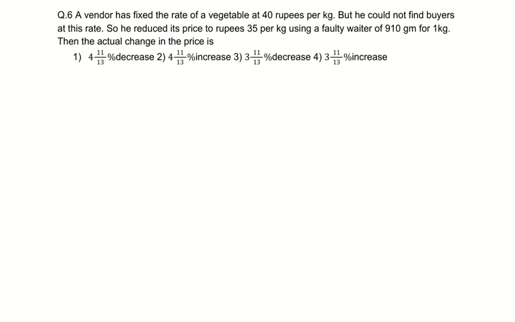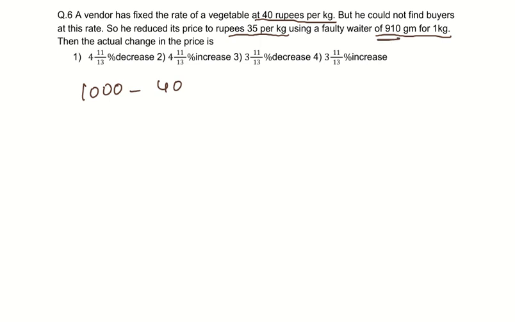A vendor has fixed the rate of vegetable at 40 rupees per kg, but he could not find the buyers at this rate. So he reduced its price to 35 rupees per kg using a faulty weighter of 910 grams per kg. Then the actual change in the price is, so here 1000 grams, 1 kg, it is 40 rupees.